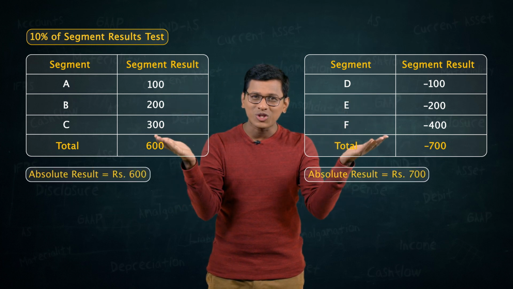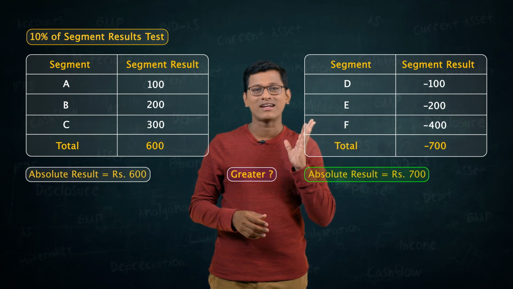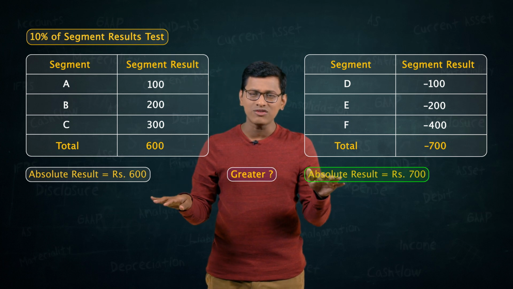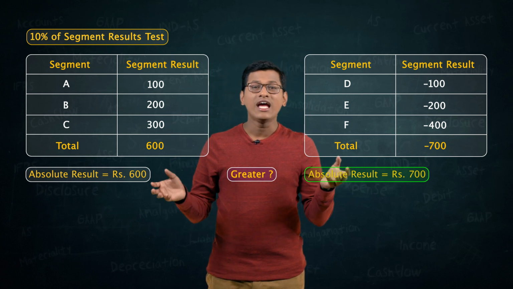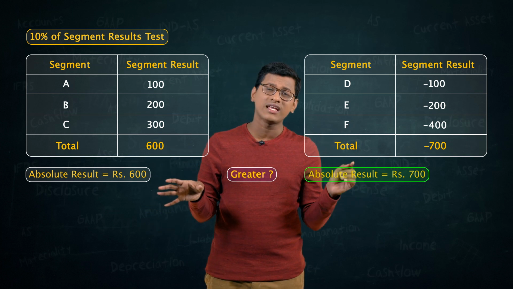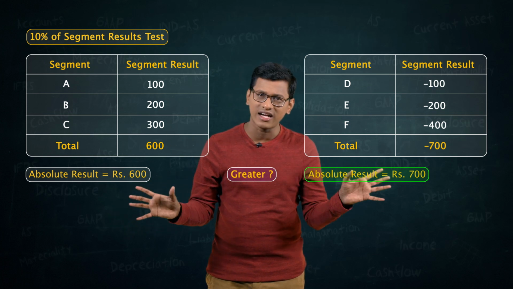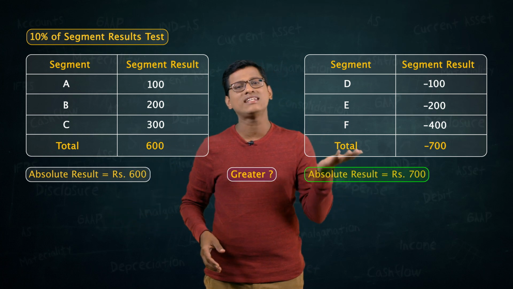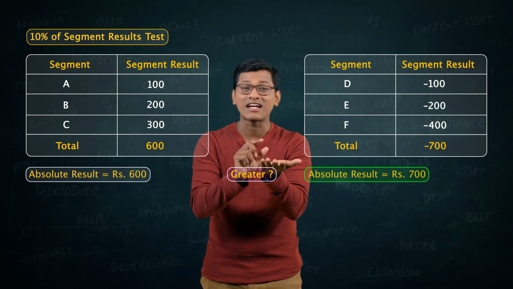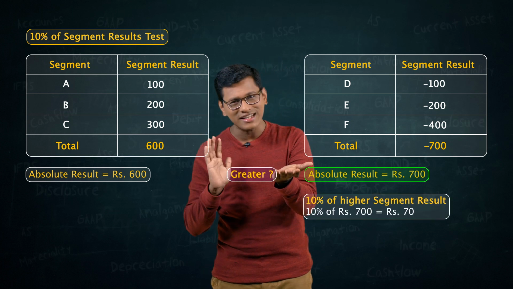Which is greater of the two? 700 is greater of the two. So choose 700. So once again, think of what we have done. Separate positives and negatives, total positives and negatives, and apply modulus, meaning basically take absolute values without saying that is minus and this is plus. And if this is 600 and this is 700, take the greater of the two, that is 700. Now on this 700 apply 10%. 10% of 700 will be 70, right?